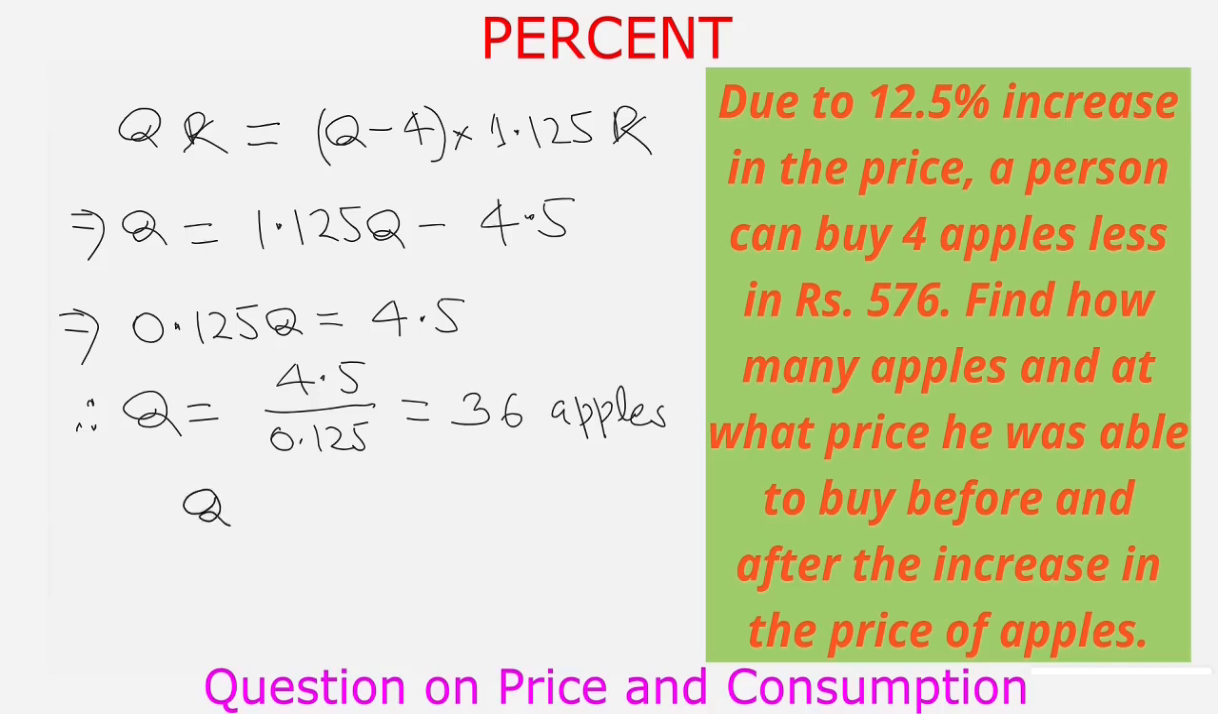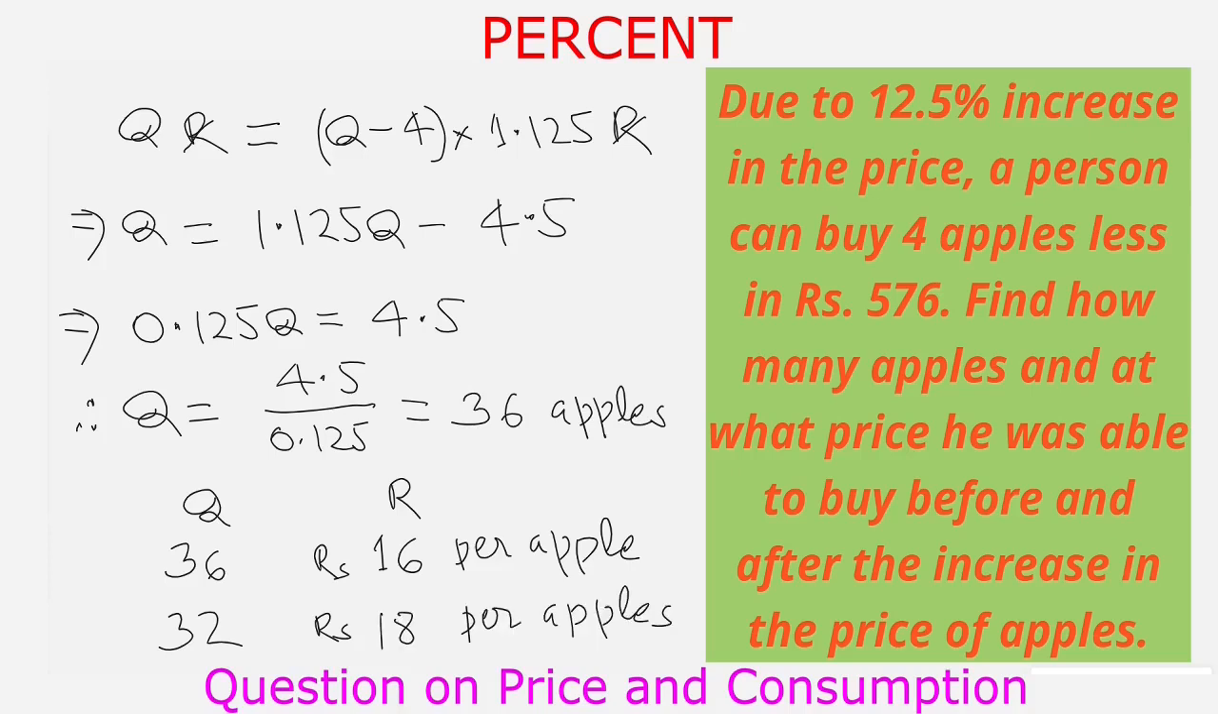So we write quantity and their price or rate. Earlier quantity is 36. 36 divides 576 for 16 times. So the rate is rupees 16 per apple. And the present quantity is 4 less. Then it will be 32. And 32 will divide 576 for 18 times. So the present rate is rupees 18 per apple.